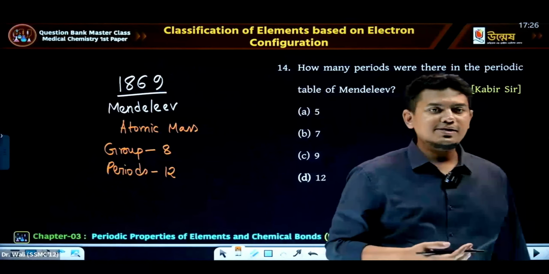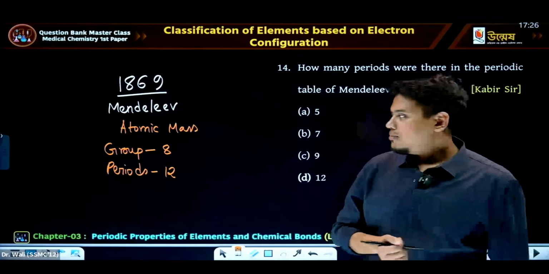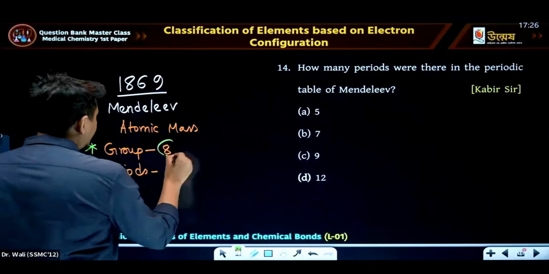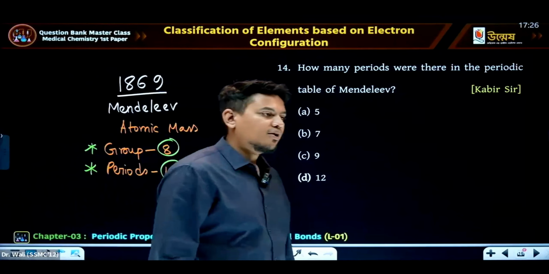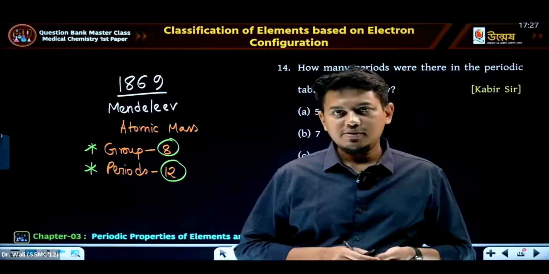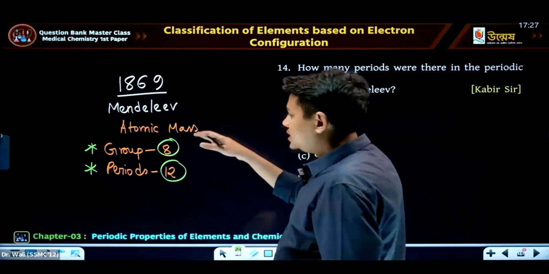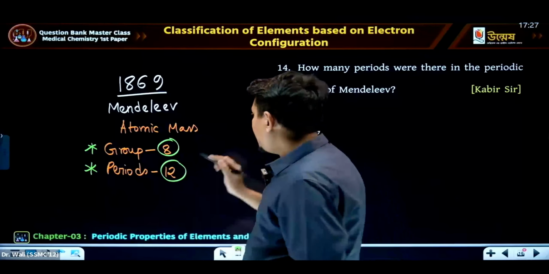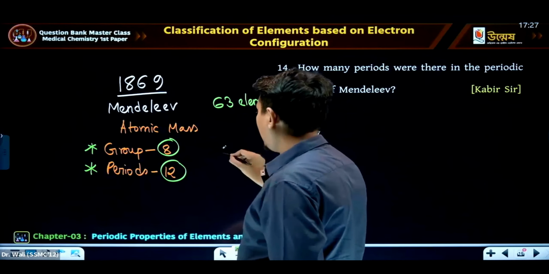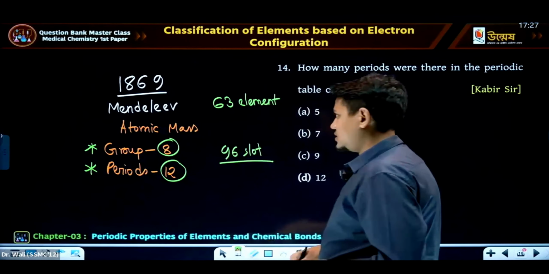In our modern periodic table, we see that the number of groups is much higher than the number of periods. But in Mendeleev's periodic table, we find the opposite. The number of groups is less than the number of periods. But you might think this way: if you have a table of 8 columns and 12 rows, then there will be 96 slots in that table. 8 into 12, so there will be 96 slots. But did Mendeleev place 96 elements back then? No. Mendeleev's periodic table only contained 63 elements, but he had a table of 96 slots. But here is the twist.